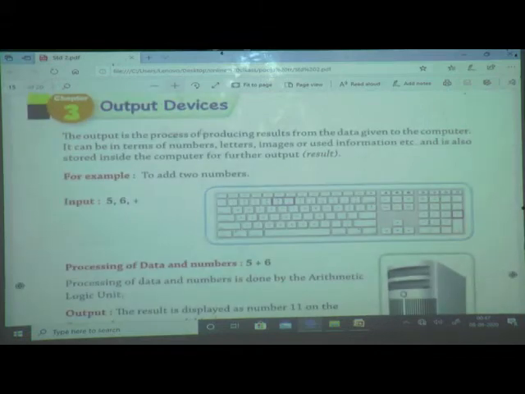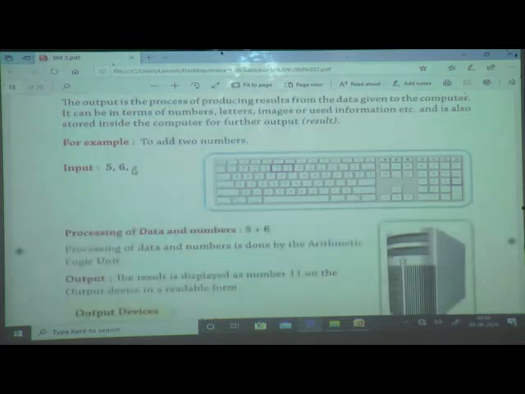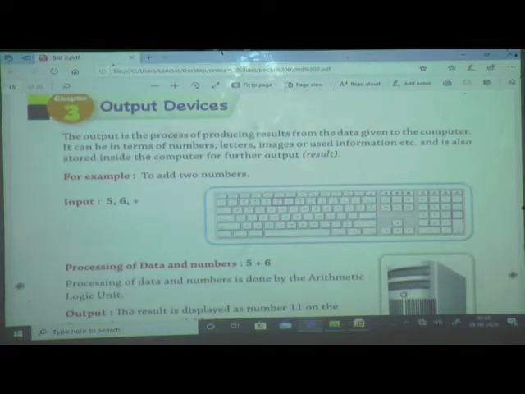Next one is the processing device. Which is the processing device? Good. CPU. In that name there is Central Processing Unit. It is the one and only processing device, and if you want to calculate and everything, then we are using the CPU, right? Now we will see output device.